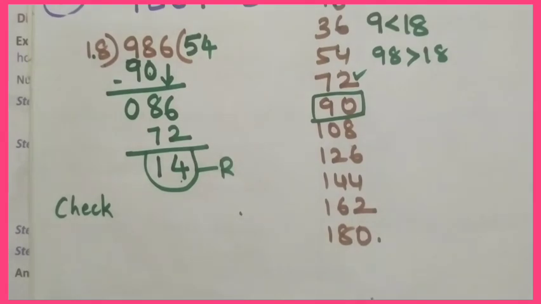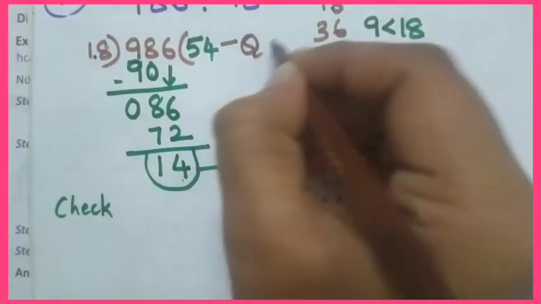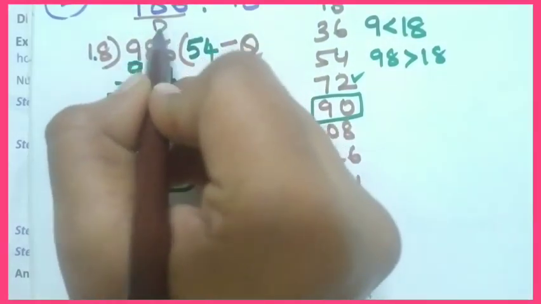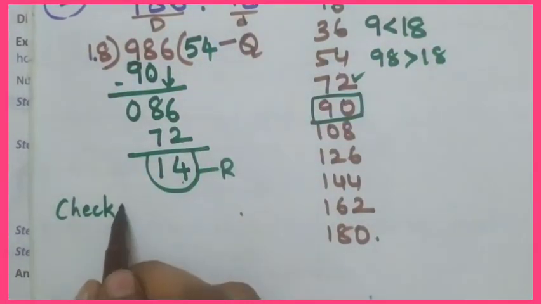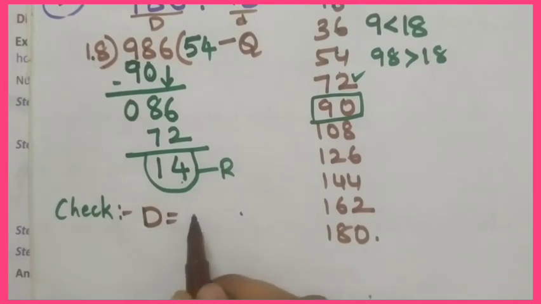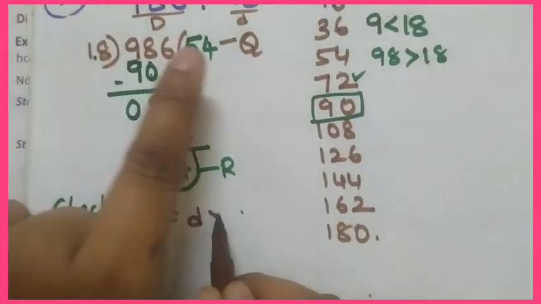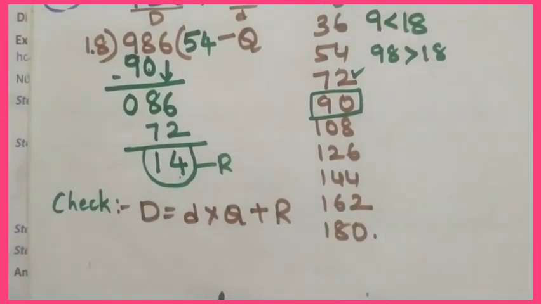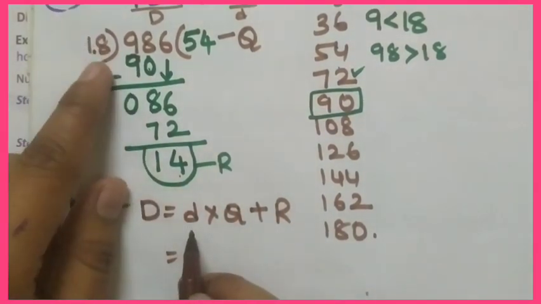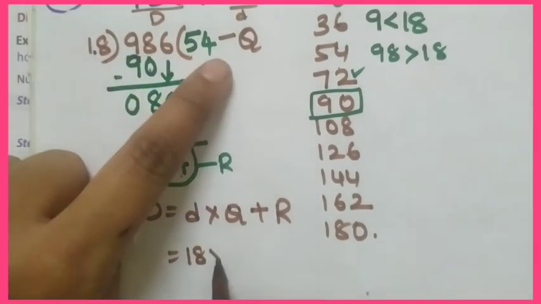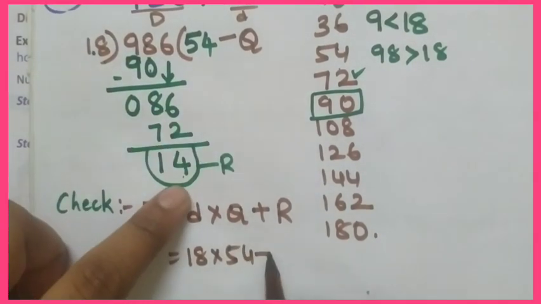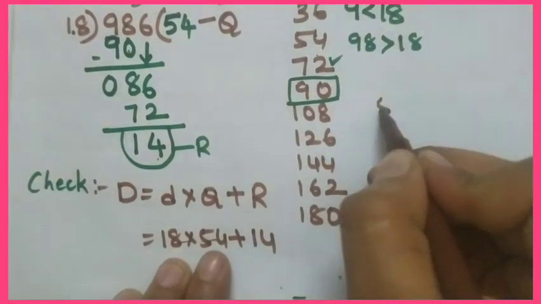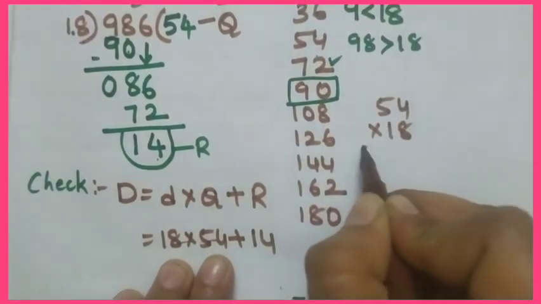Here this 54 is the quotient, 986 is the dividend and 18 is the divisor. D is equal to small d into Q plus R. Okay. Now small d, what is small d? 18 into 54 plus 14. Let's do this. 54 into 18, how much?